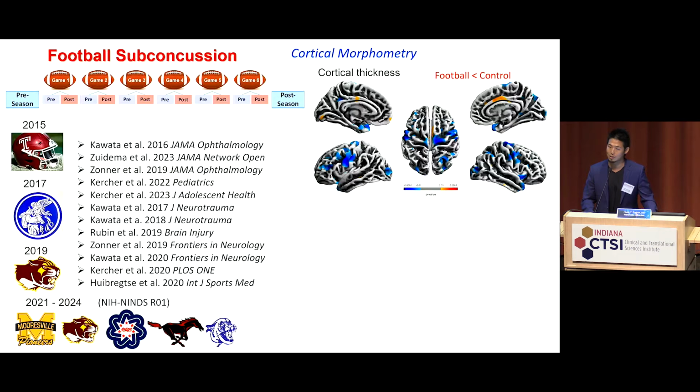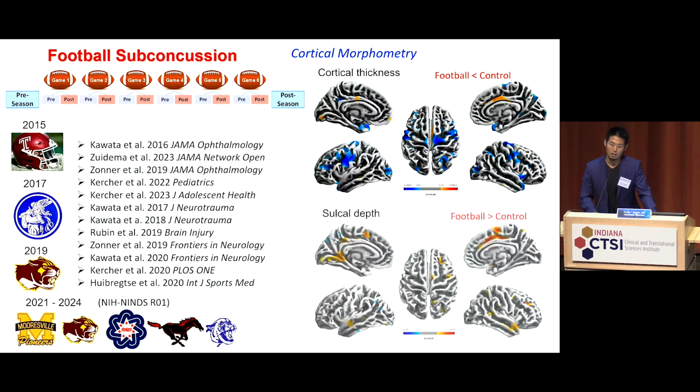There was some cortical thinning happening in high school football players. And then we went on to test sulcal depth. This is the depth of the sulcus, and the bigger the depth, the more brain atrophy is happening. As you see, the red is the bigger depth. And you see this sporadically, it's not all over the place, but the sulcal depth was increased in football players.